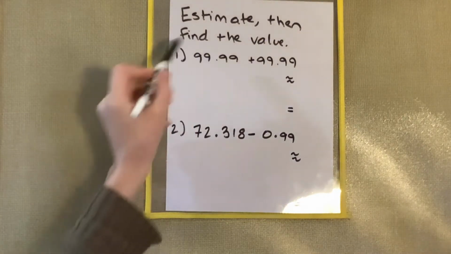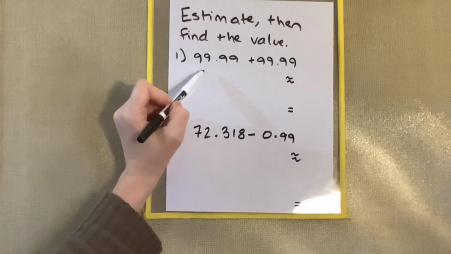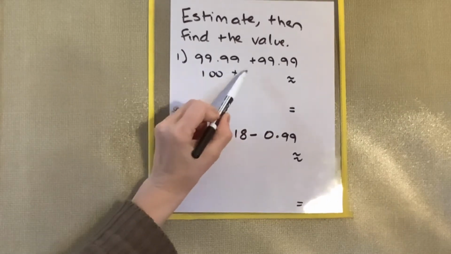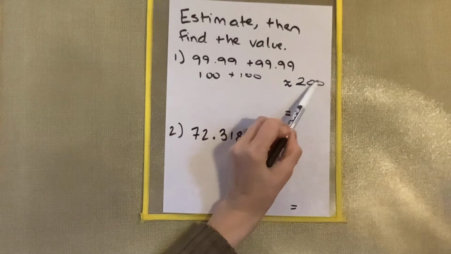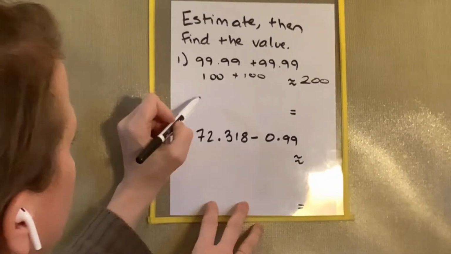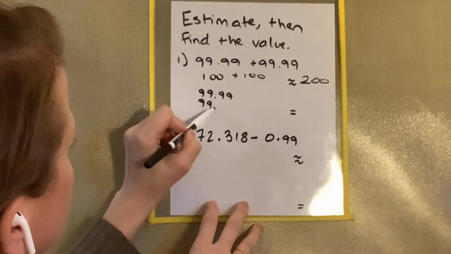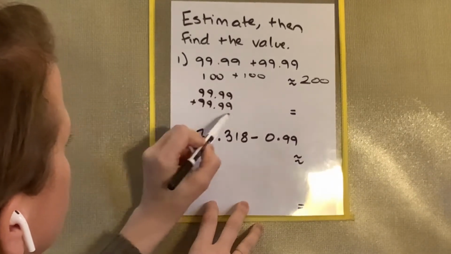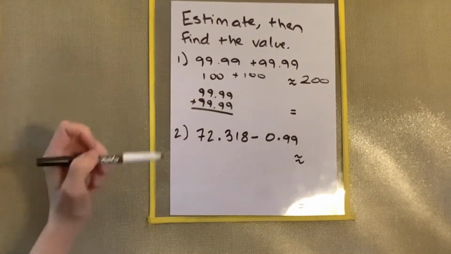So fifth graders, if we are in the business of keeping it as simple as possible, which we all should be when we are doing our estimates, I would have rounded each of these numbers to 100, okay? 100 plus 100 is 200. So a strong estimate in this case would have been 200, okay? Now we want to do our vertical addition, the vertical algorithm, making sure that we have lined up our decimal point, right? So they're stacked there, okay?